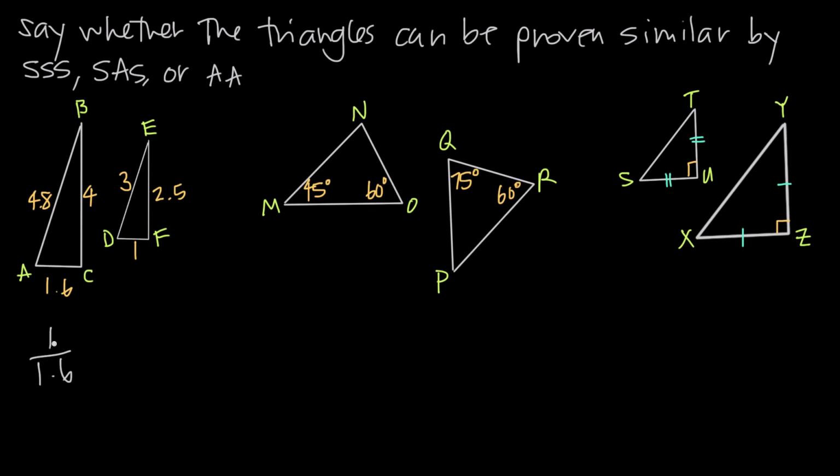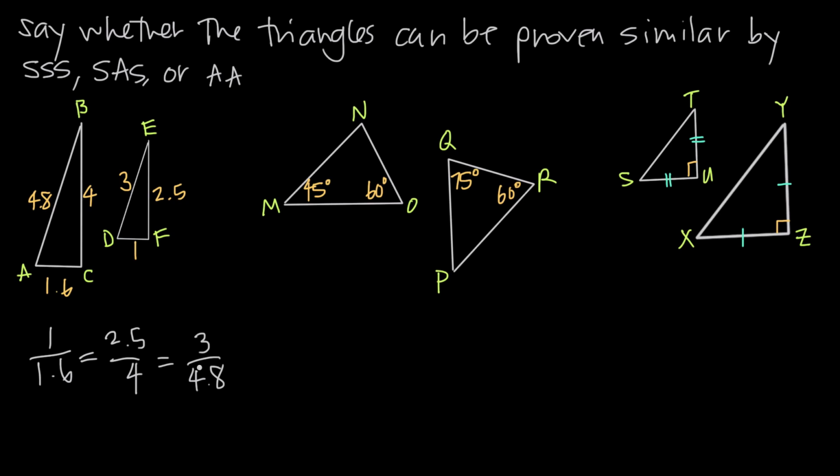I just did the smaller value on top. So 1 over 1.6. That's got to be equal to, if I look at the next shortest side in triangle DEF, it's 2.5. In triangle ABC, it's 4. And then if I look at the longest side in triangle DEF, it's 3. And in triangle ABC, it's 4.8. So I want to set up this proportion, this equality, and see if all three of these ratios are equal to one another.